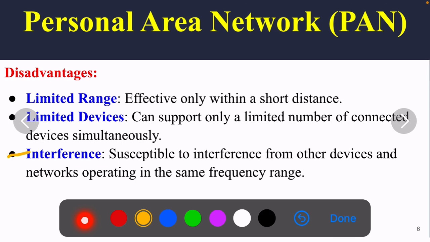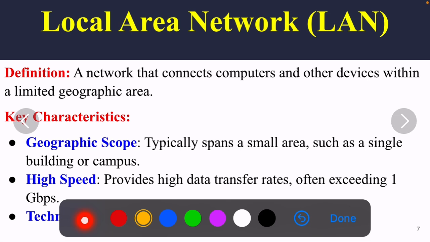Then interference. It is susceptible to interference from other devices and networks operating in the same frequency range. Sometimes while we are connecting Bluetooth with another person, if multiple persons' Bluetooth is available, then it's very difficult to find the exact person to whom we want to send the data or from whom we want to access the data.